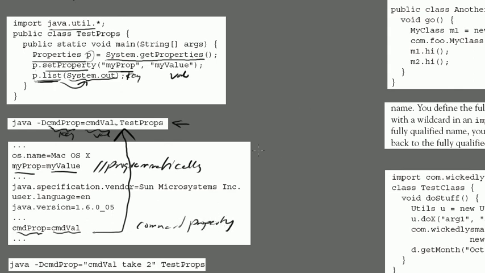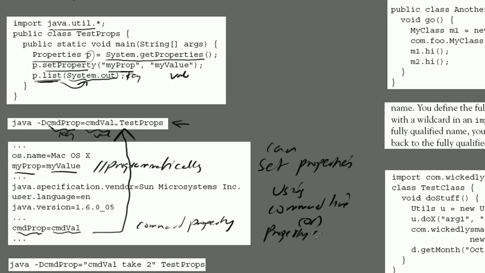So you could set properties using the command line or a property instance, by using property instance dot set property.